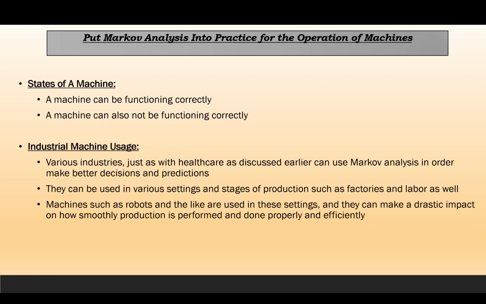They can be used in various settings and stages of production and labor. They can cut down on your labor force, and machines such as robots and the like are used in these settings, and they can make a drastic impact on how smoothly production is performed, how well it is done, and how efficiently it is done as well.